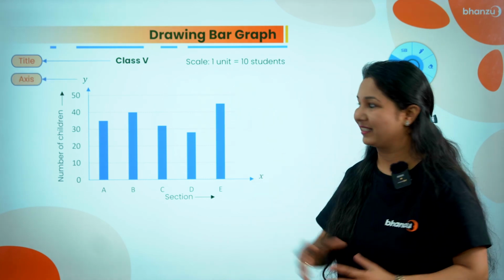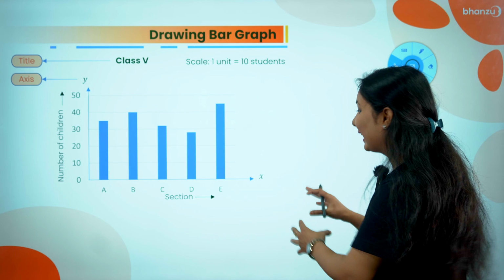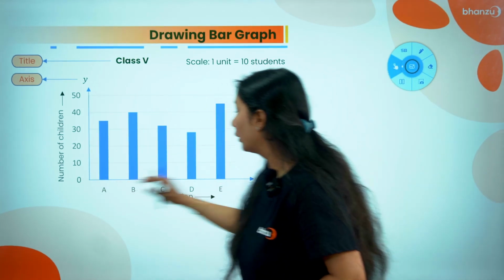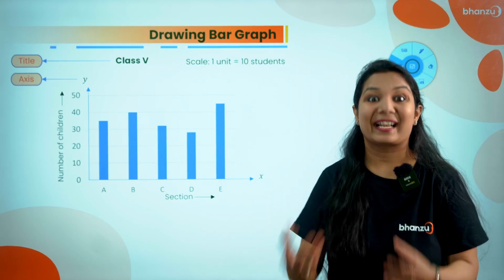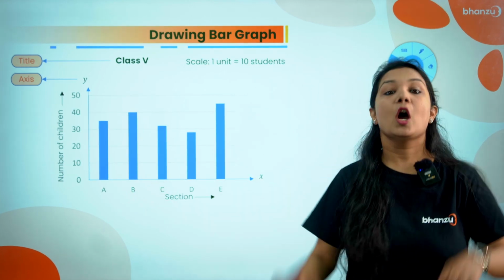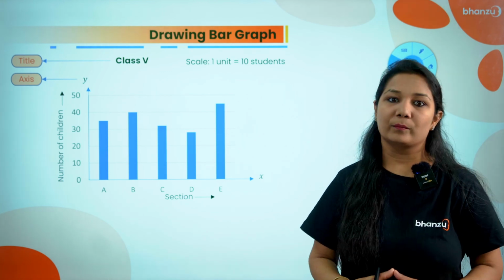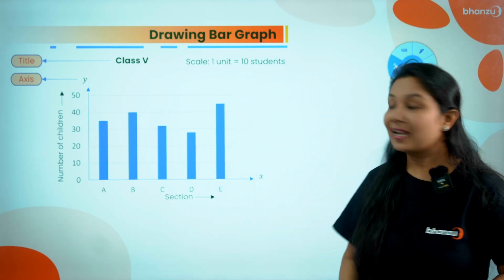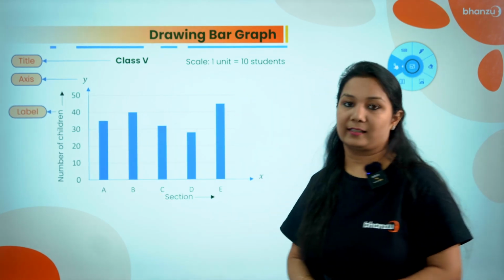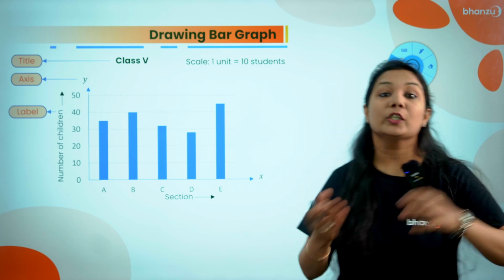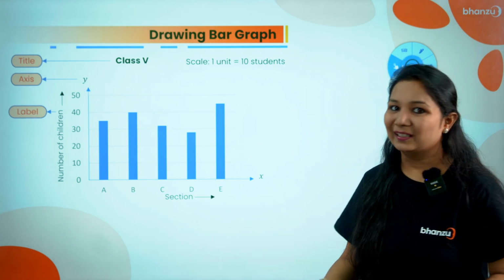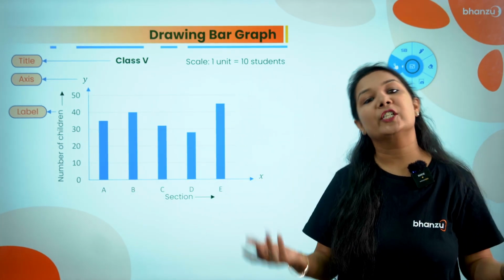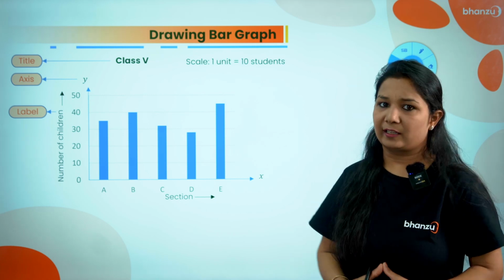Then we have axes, the y-axis and x-axis. Got it? These are the two different lines where we draw our graph. Wherever these two axes meet each other is called the origin, and we also represent it as 0 because we would be starting the numerical values from that. After this, we'll label our axes. Once you have drawn the axes, they should have a name also. So we are going to label them. Here it's number of children and section. It would be different for each and every question according to the data given.